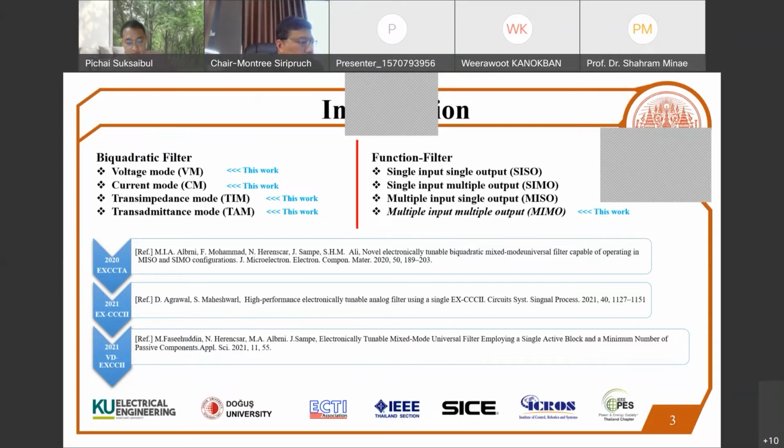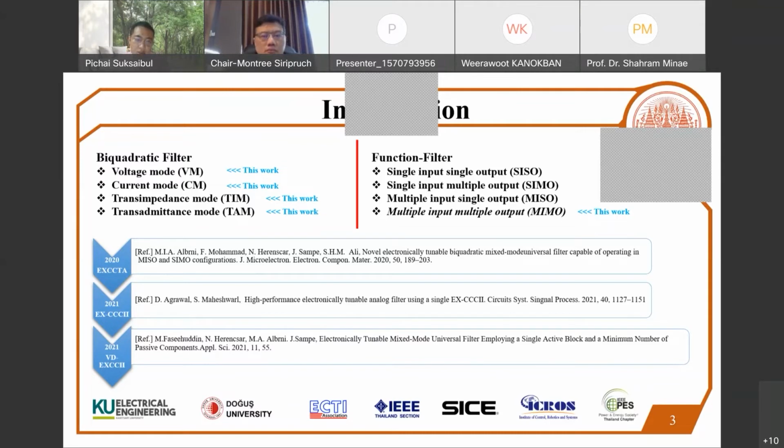or more. In the literature, in 2020, Abner with his coordinator presented a mixed mode filter using 2 EXCCTA, 2 grounded capacitors and 4 resistors, but they used 14 passive components. Moreover, that circuit requires 2 passive component matching conditions for 20 filtering functions in all modes.